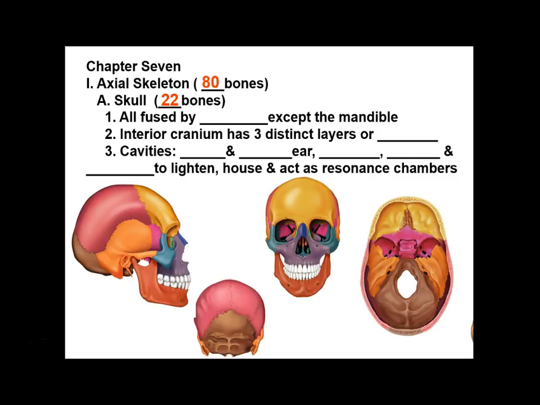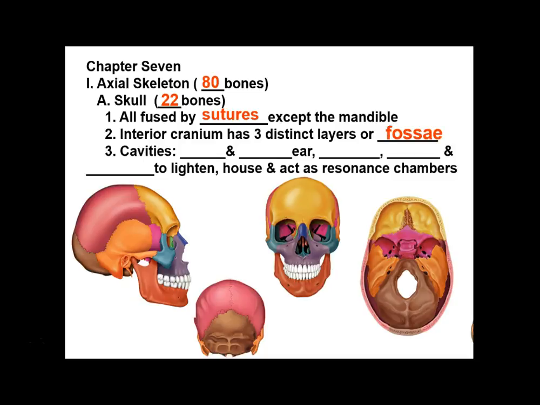Now, when we look at the skull bones, they're all fused by sutures, which are immovable joints, except for the mandible. The mandible joint is the only joint that is movable. It's freely movable. If you look inside of the skull or the cranium, you can see 3 distinct layers. If you start in the front layer, it's the most superior and the most anterior, and then it drops down a little bit in the middle part to a little more inferior, and then at the back part of it, the posterior part of the cranium, that's the lowest part, and that supports the cerebrum and the cerebellum very nicely. So the interior cranium has 3 distinct layers or fossae.